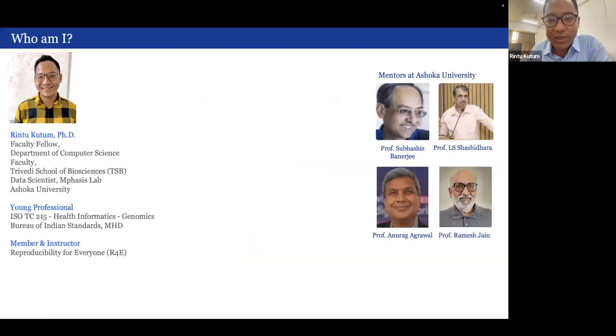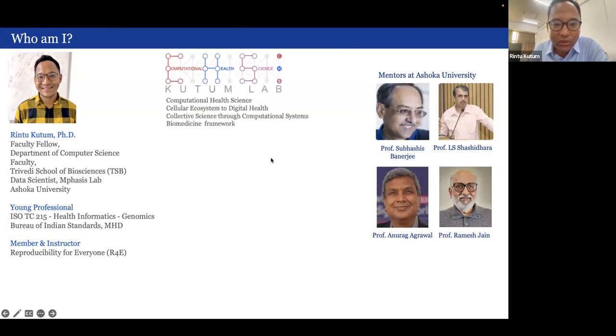Before I move ahead, I would just like to mention a couple of things. The work we do at Ashoka University is primarily driven by a lot of mentors, starting with Professor Subhashish Banerjee, who is the computer science HOD at Ashoka University, and LS Shashidhara, from the R&D department that we have at Ashoka University. Most of the work that I have been doing in cancer pathology is primarily driven by both of them. We do a lot of health science related and digital health activities along with Dr. Anurag and Dr. Ramesh Jain.